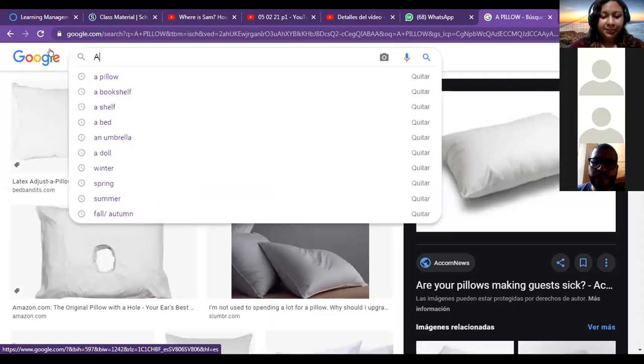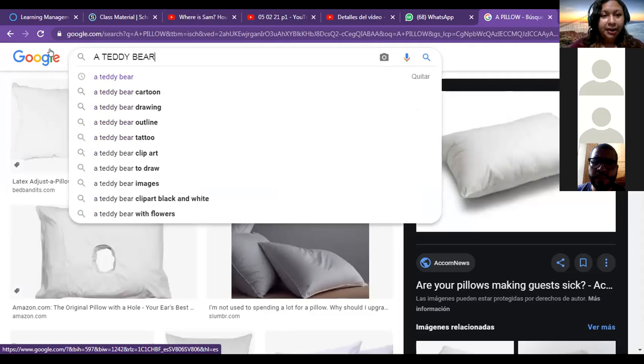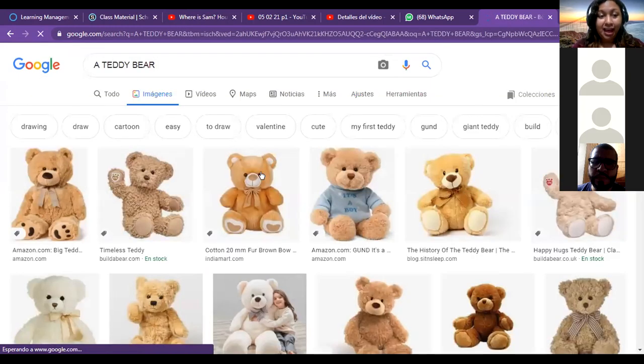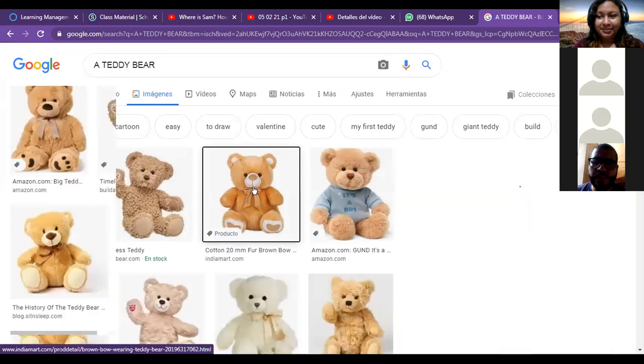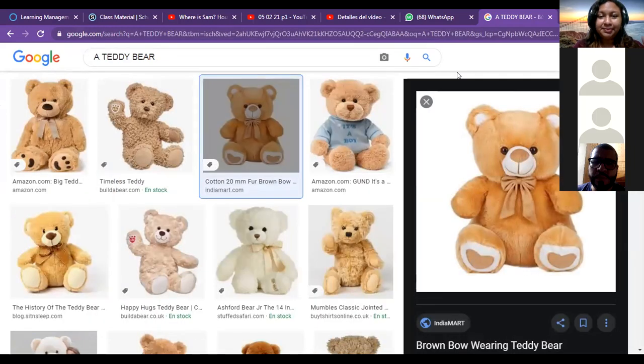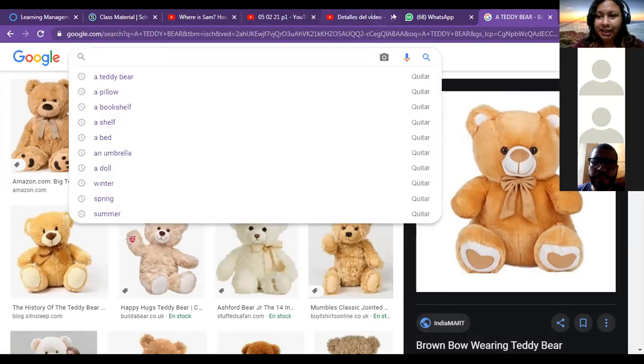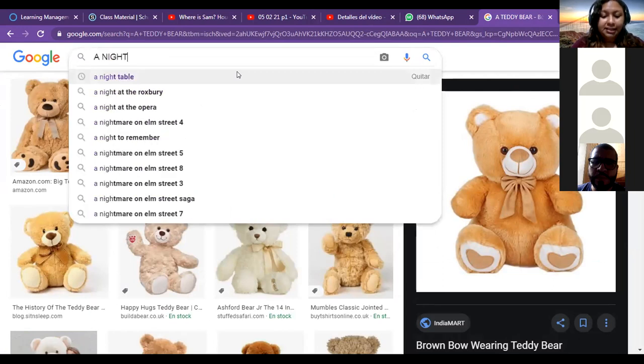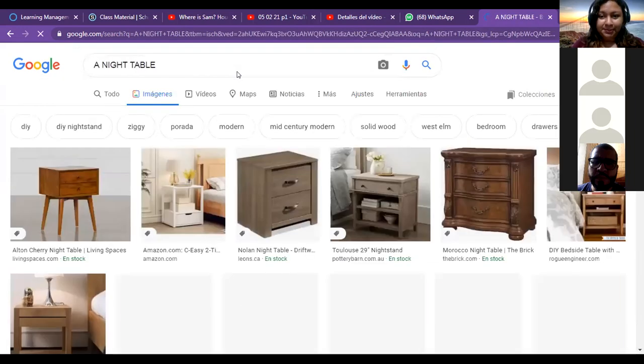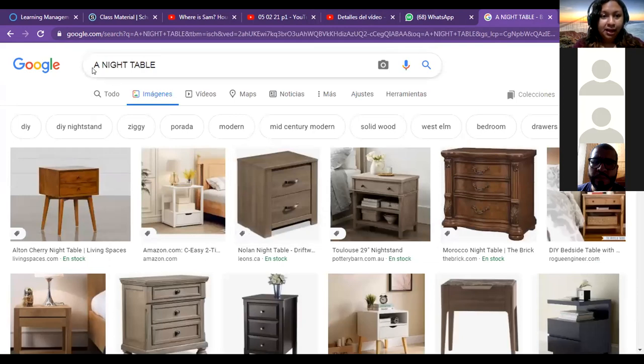The next one's gonna be a teddy bear. A teddy bear. Okay, repeat with me. A teddy bear. Okay, very good. The next one is a night table. Look, a night table. Night table. Yes, night table.